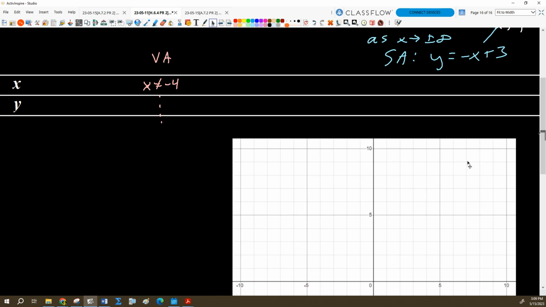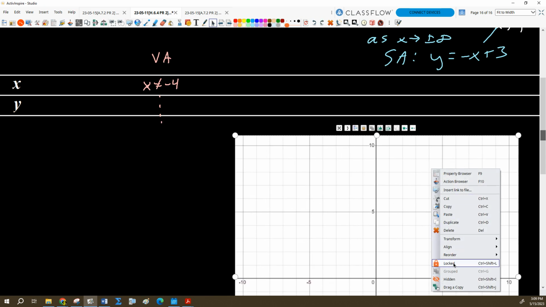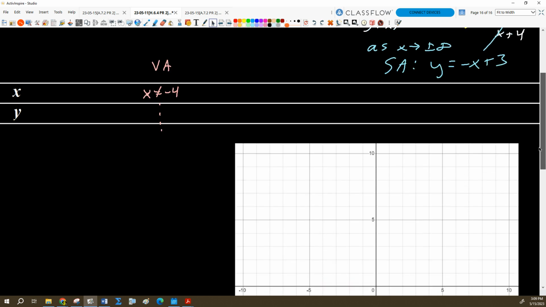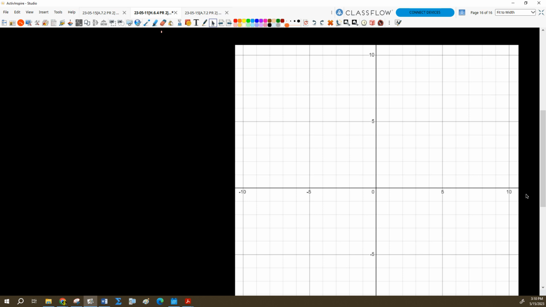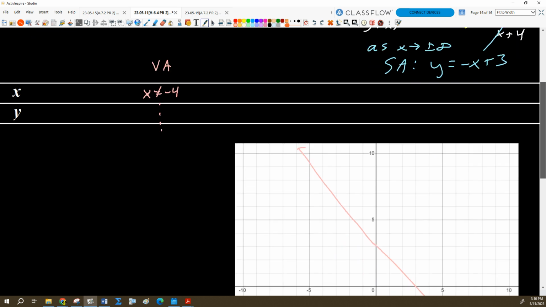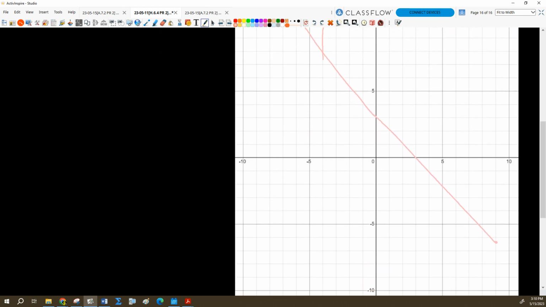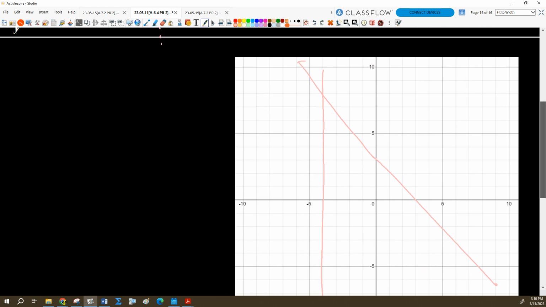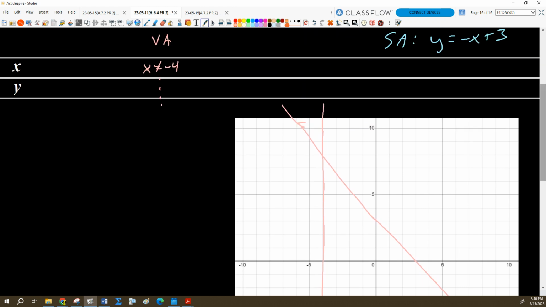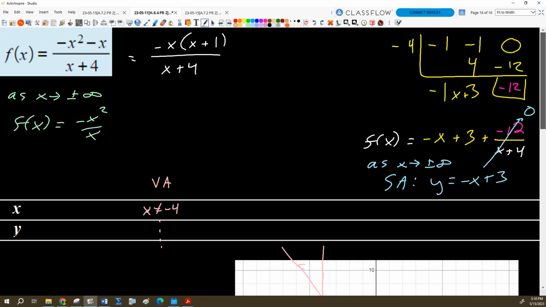Okay, so again, if we graph this guy, we had a slant asymptote at negative x plus 3. So negative x plus 3 is just a line with a y-intercept of 3 and a slope of negative 1. So there it is. And then we had a vertical asymptote at negative 4. So right there. Right? Everybody see that? Boy, it still doesn't leave me much room for that top graph, does it? So there's my asymptotes. What else?